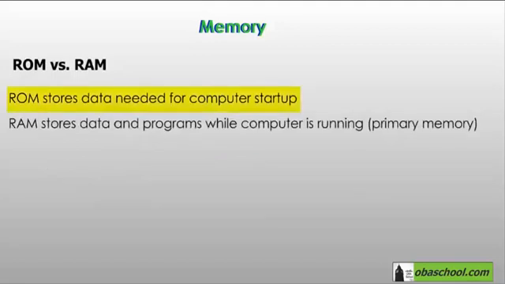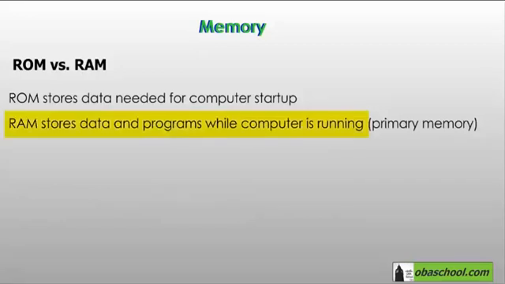ROM stores data needed for computer startup. So when the computer is turned on, it uses the data from the ROM. So let's take a real example. When you wake up in the morning, you usually know what day it is and what you are going to do with your day. This is you taking data from your brain. The same concept applies to the computer. Once you turn on the computer, it takes data from the ROM to know what to do and what to display on the monitor. However, the RAM stores data and programs while computer is running.